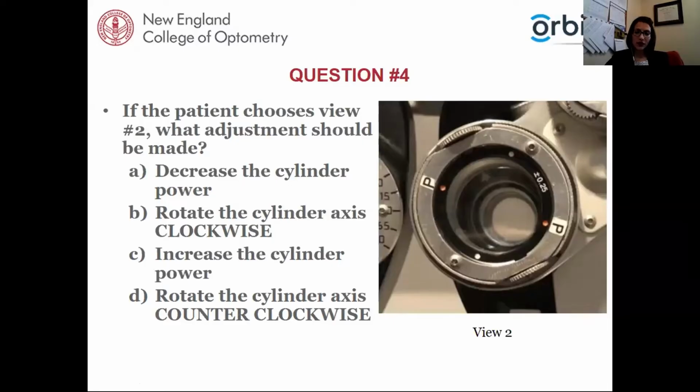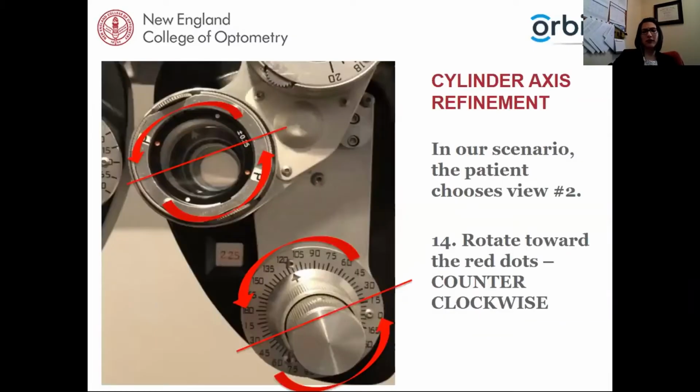Okay, very good. It seems like the majority of you said to rotate the cylinder axis counterclockwise, and that is correct. If you remember from our discussion earlier, you always want to be rotating toward the red dots. This is the way I think about it in my mind, though it doesn't have to be the way that you think about it. I split this in half, and if I see where the arrow is, I know I need to turn it towards the red dots. So in this case, I'll need to turn it to the left. We'll rotate the axis to the left because that's where the red dot is, so that's counterclockwise.